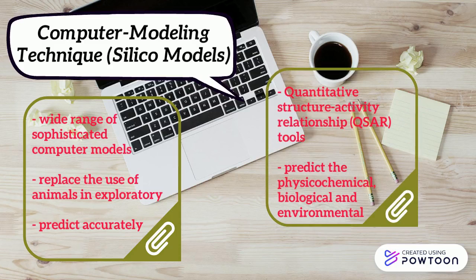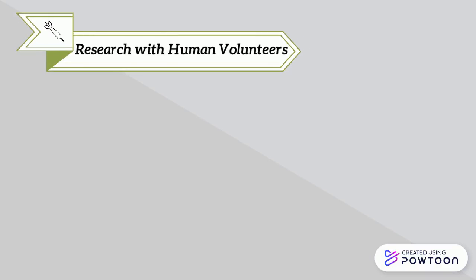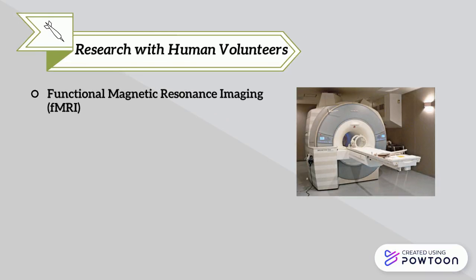Companies and governments are avoiding animal testing of chemicals by using quantitative structure activity relationship (QSAR) tools as computer-based techniques. These QSAR tools are able to predict physical, chemical, biological, and environmental fate properties of compounds from the knowledge of their chemical structure.